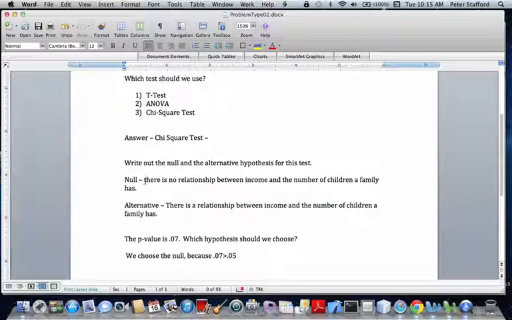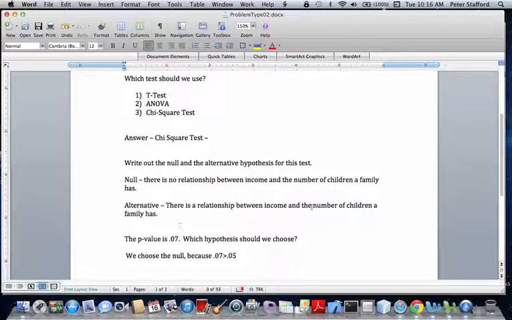The null hypothesis: there is no relationship between income and the number of children a family has. And the alternative is there is a relationship between income and the number of children a family has. That's the hypothesis statements when we're talking about a chi-square test.